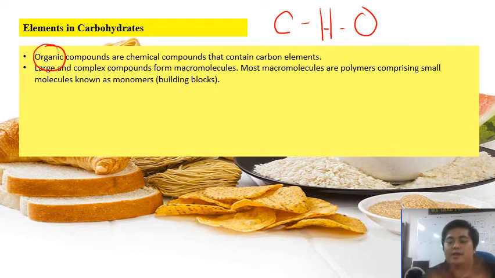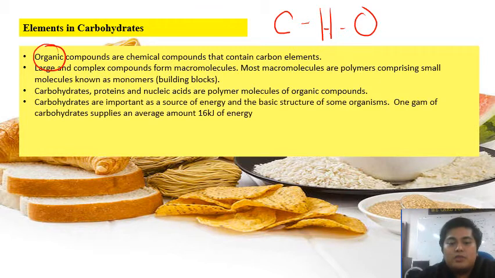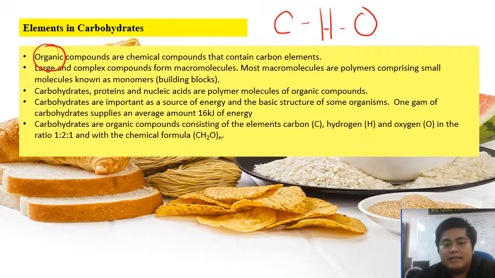Bila monomers jadi banyak, kita jadikan dia sebagai polymers. Carbohydrate, protein and nucleic acid are polymer molecule of organic compound. Carbohydrates are important as a source of energy and the basic structure for some organism. 1 gram of carbohydrate supplies an average amount of 16 kilojoule of energy.